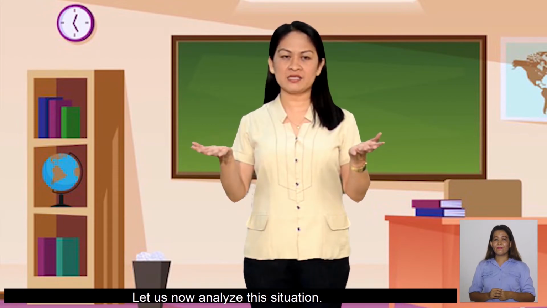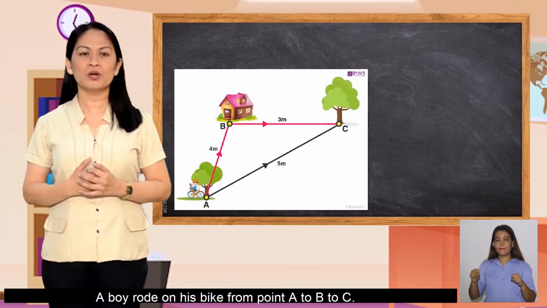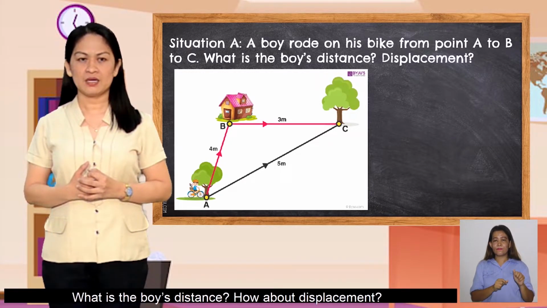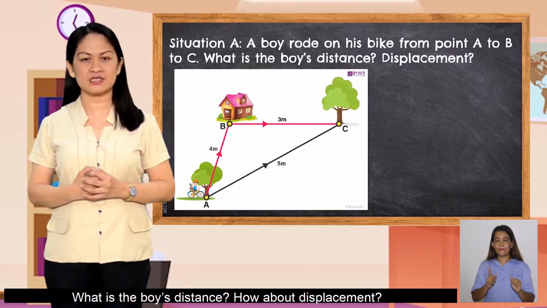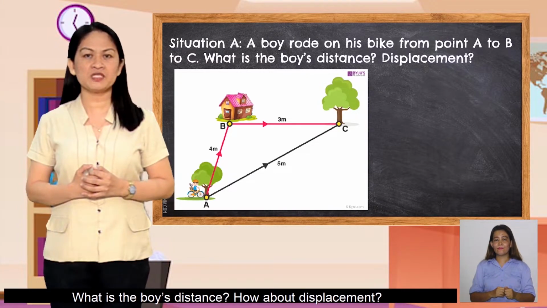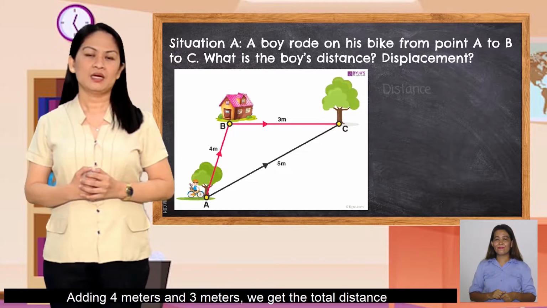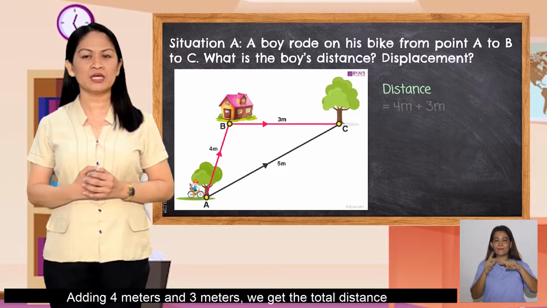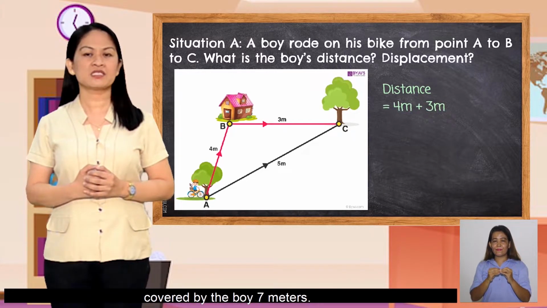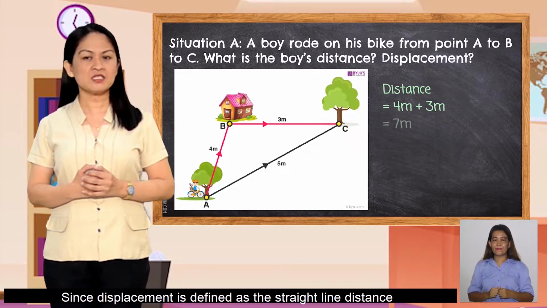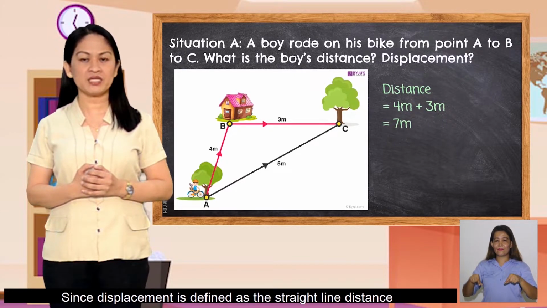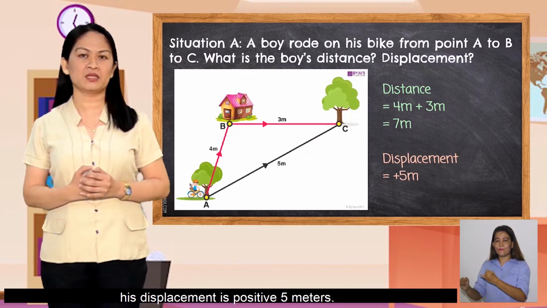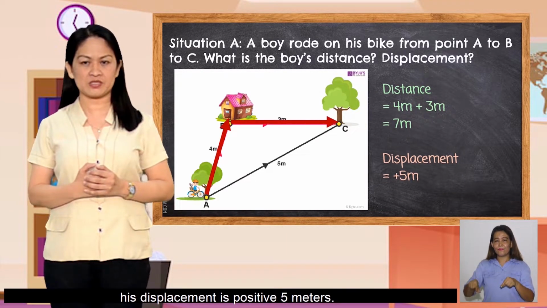Let us now analyze this equation. A boy rode on his bike from point A to B to C. What is the boy's distance? How about displacement? Adding 4 meters and 3 meters, we get the total distance covered by the boy, 7 meters. Since displacement is defined as the straight line distance from the starting point to the end point, his displacement is positive 5 meters.